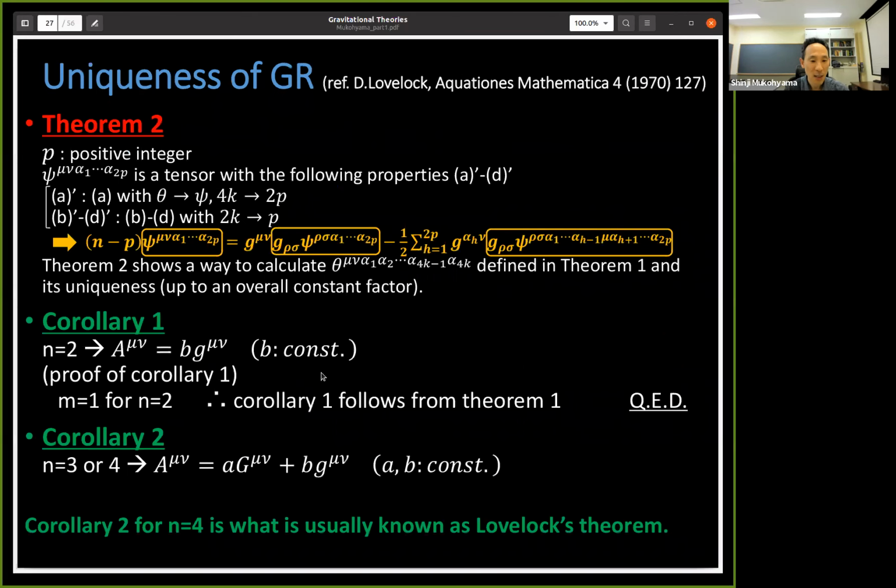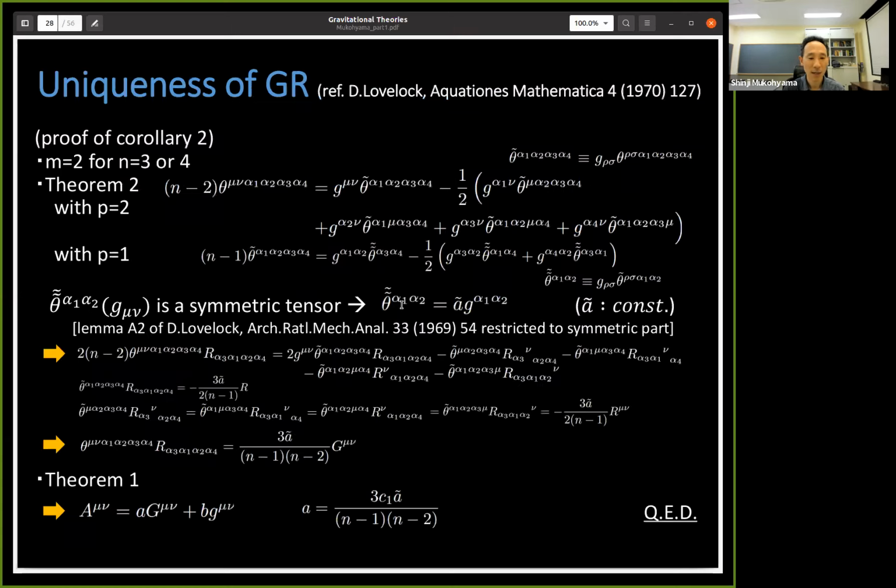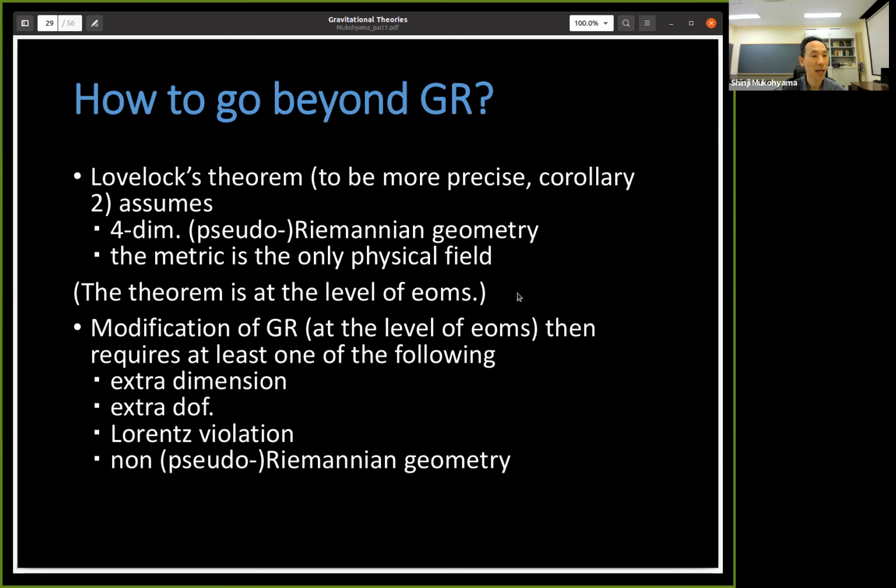Okay. And so this is the corollary 2, and this is what is usually known as the Lovelock theorem. So this Lovelock theorem tells us how to go beyond GR, because the Lovelock theorem assumes that the space-time is a 4-dimensional pseudo-Riemannian geometry, and the metric is the only physical field. By the way, the theorem is at the level of equation of motion. For this equation of motion, we can get an action, but he didn't assume the action.